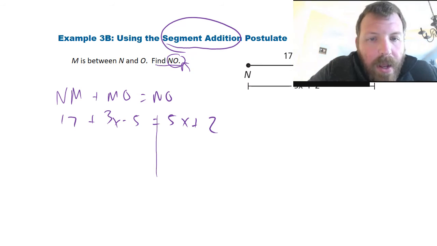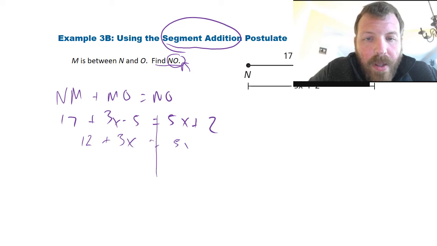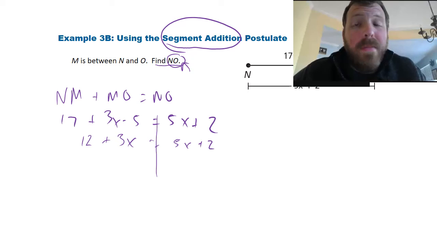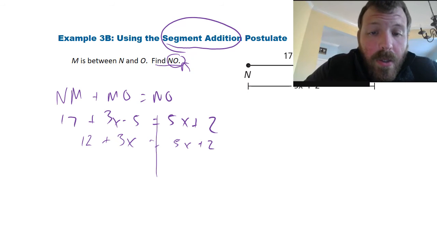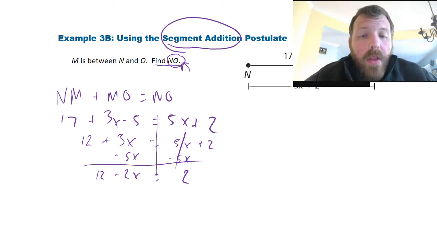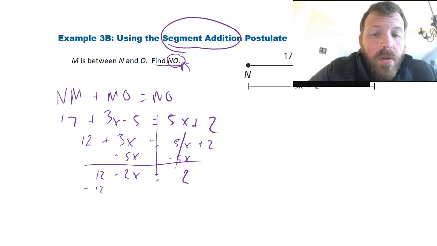If I look at this side, I can simplify some things. 17 minus 5 is 12. So I can condense that down. I also have 5x left on this side. This cannot be simplified at all. The way I always do my algebra is I take my x from the right to the left. So I'm going to subtract 5x from both sides. I'm going to have 12 minus 2x equals 2. Okay, so that's what I have left. I need to subtract 12.